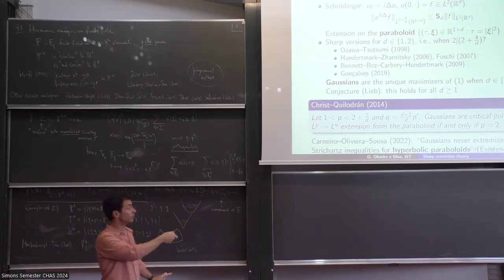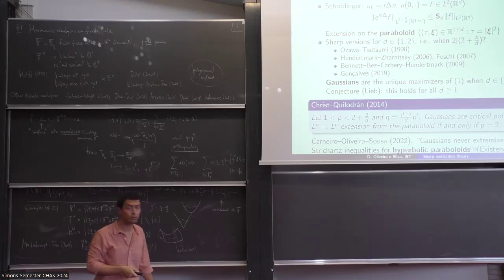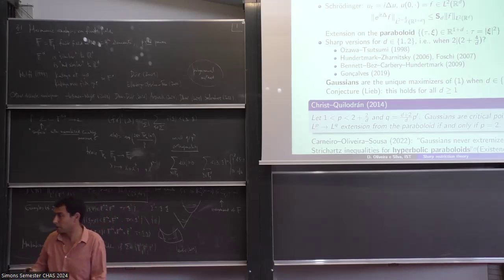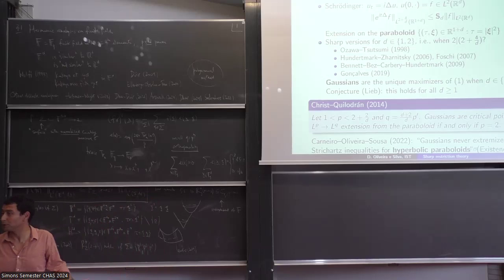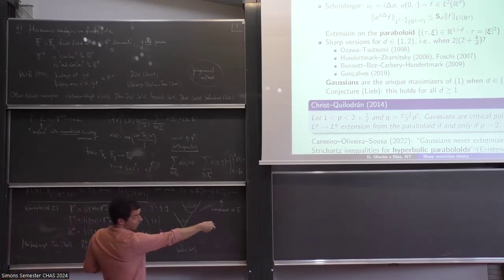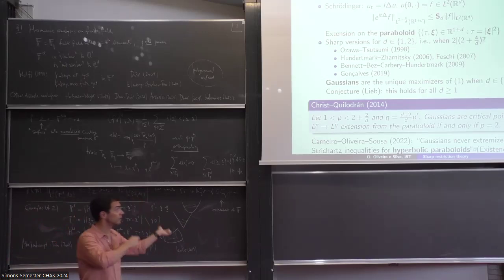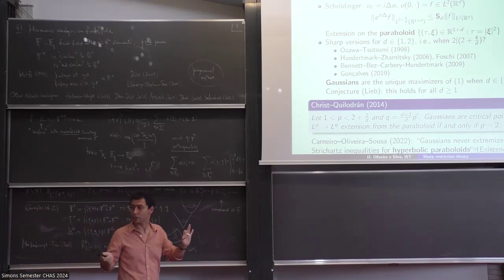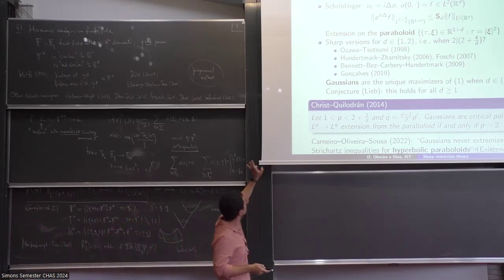So that's the title of the paper: Gaussians never extremize Strichartz inequalities for hyperbolic paraboloids. And that's pretty much because they fail to be critical points for all exponents, including p equals 2. Okay? And by the way, the existence of maximizers for the hyperbolic Strichartz is known. So the nature of the maximizers remains quite mysterious. The obvious candidates don't have a chance.